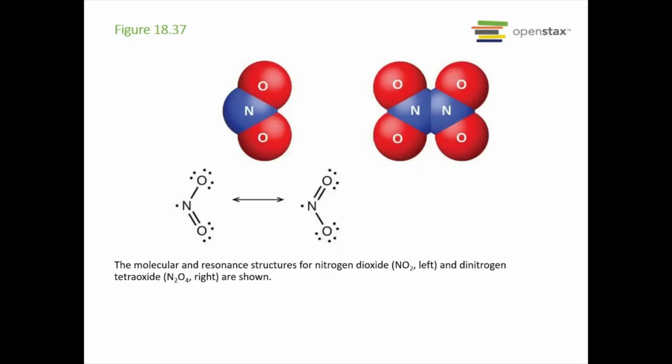Here are the molecular and the resonance structures for NO2. That's on the left side, and then dinitrogen tetroxide, which is the dimer version of it, is there on the right. So you can see those single electrons are able to grab onto the single electron of another molecule to form a dimer.